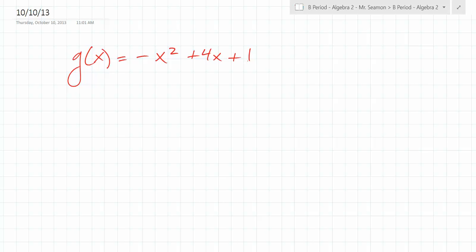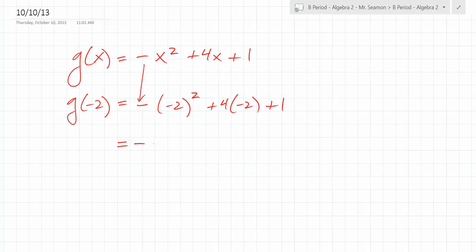So on number 5, it asks, what is g of negative 2? What are you plugging in? You're plugging in negative 2 for x. So the negative is already there. It's going to be negative 2 squared plus 4 times negative 2 plus 1. What's negative 2 times negative 2?